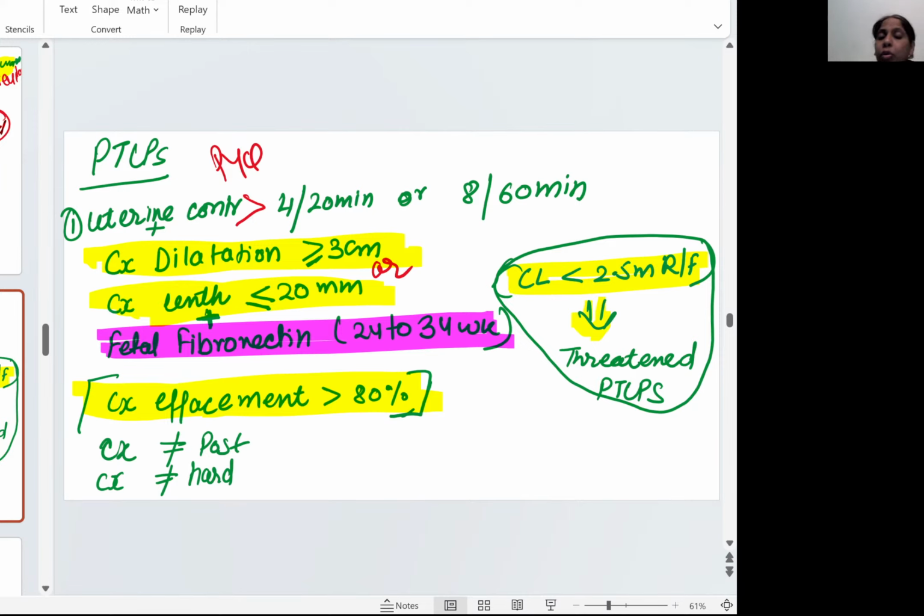Okay. So, along with labor pains, along with contractions, very good. Along with contractions, you have also to see cervix dilatation and cervix effacement. Cervix effacement is also measured with cervix length. Okay. Right. Another test which you can do is fetal fibronectin.